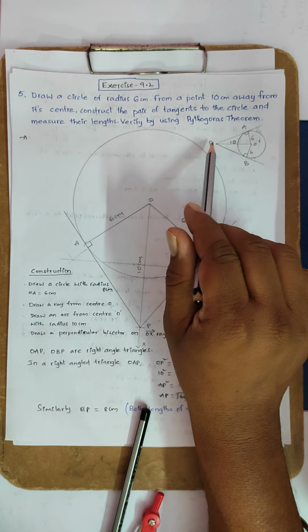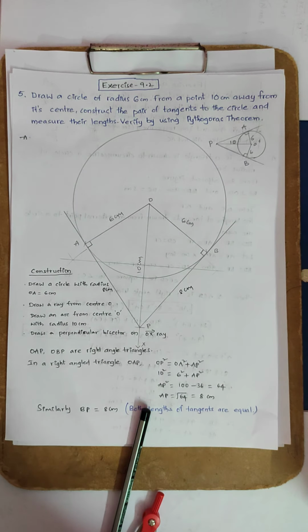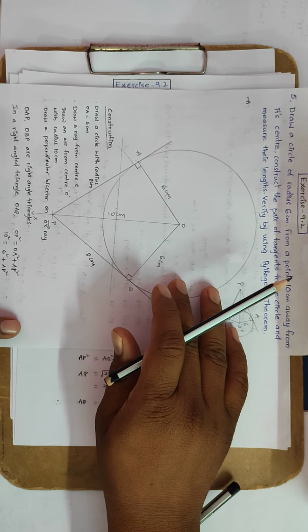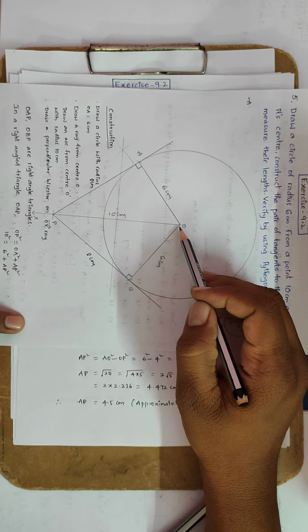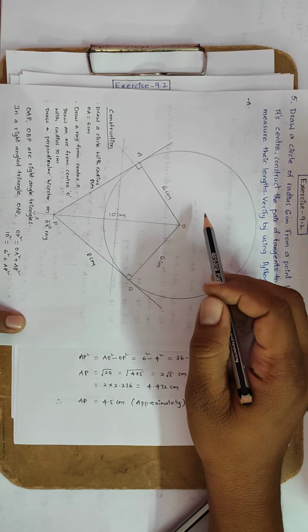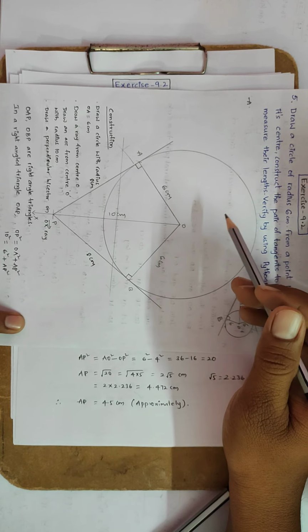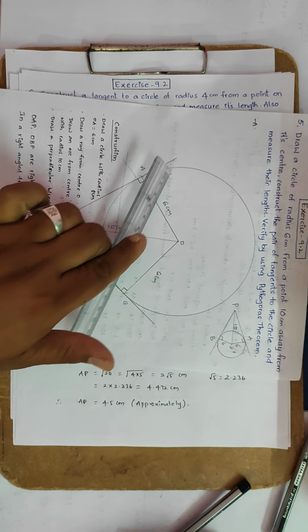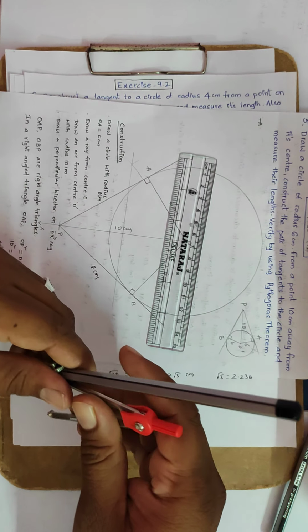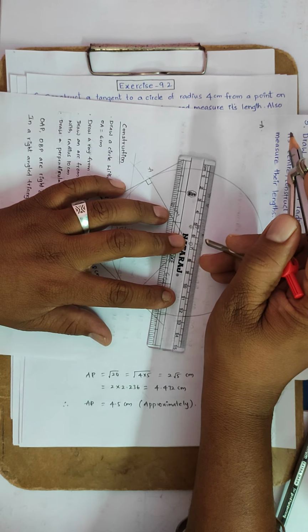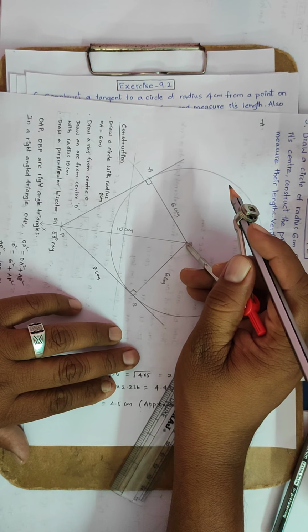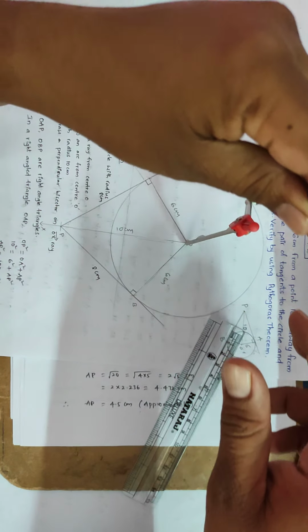So we are asked to construct the pair of tangents. How can we construct? See, step by step I explain to you. Locate the center at O with the help of a compass. Take radius 6 centimeter. How? With the help of a ruler, take radius 6 centimeter like this. Now draw a circle. Understood? Like this you draw a circle.